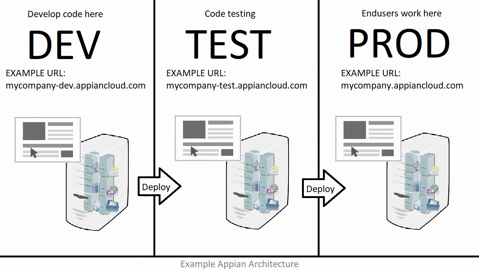As a developer, you will usually have at least 3 Appian environments or websites. One for development, one for testing, and one used for production where your end users work. You will likely be developing in the development environment and transferring your application and database changes onto the next environments.